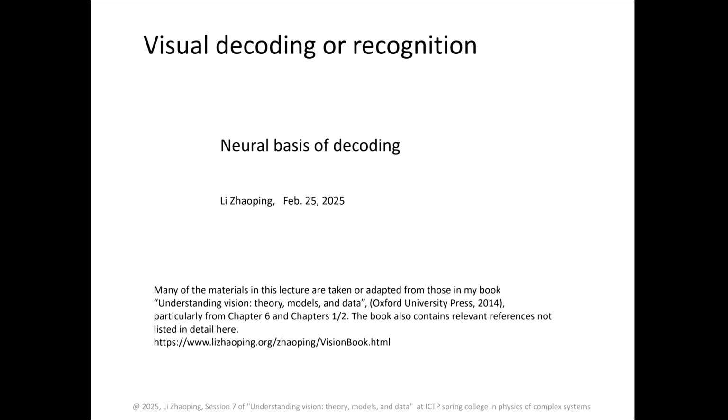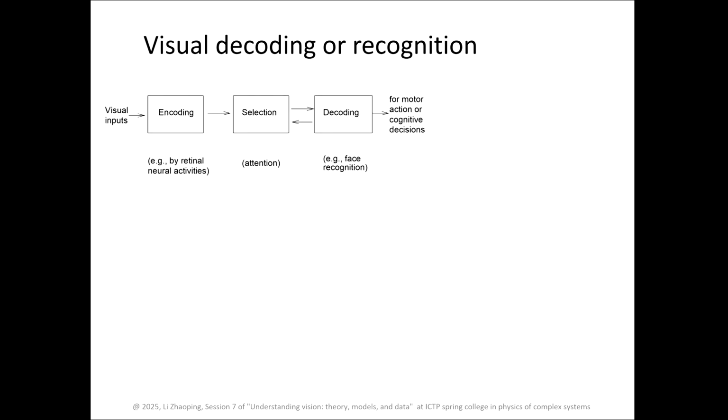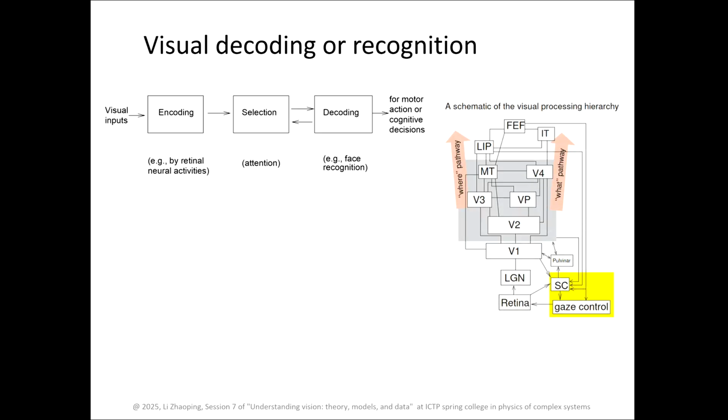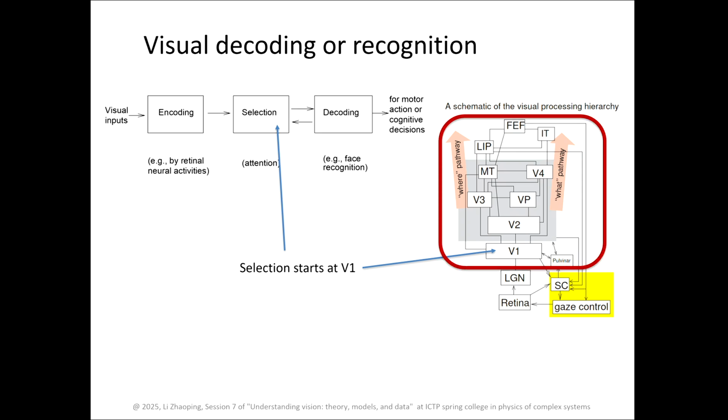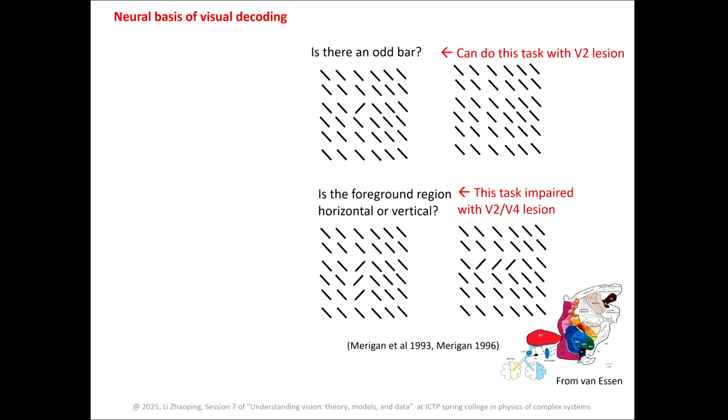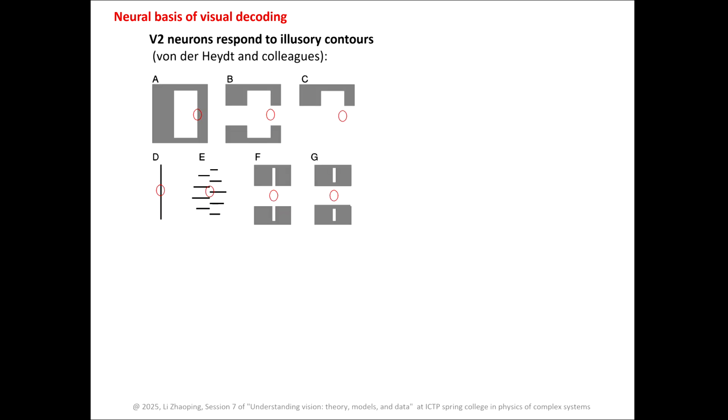Now let's look at the neural basis for visual decoding or recognition. As mentioned, among encoding, selection, and decoding, we know the least about decoding in terms of its neural basis. Along the visual pathway, since much evidence suggests that selection starts in V1, decoding likely involves cooperation between V1 and extrastriate cortical areas. From the lesion effects we have already talked about, it looks like V2 and V4 are involved in decoding.